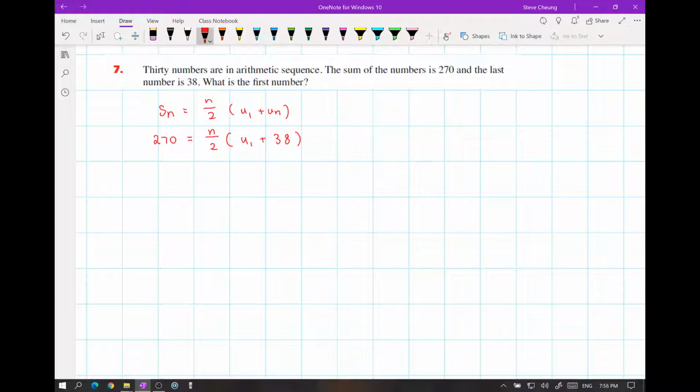So what you want to do instead is, oh, you do know what n is. Whoops, I misread the question. 30 numbers. So let me just replace these with 30s. So now you're only left with u1, which is what we're looking for. So let's manipulate.